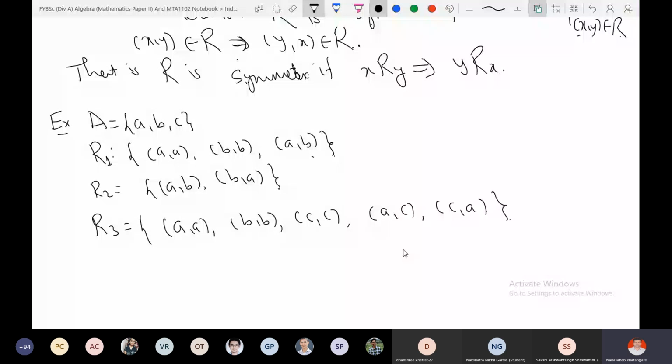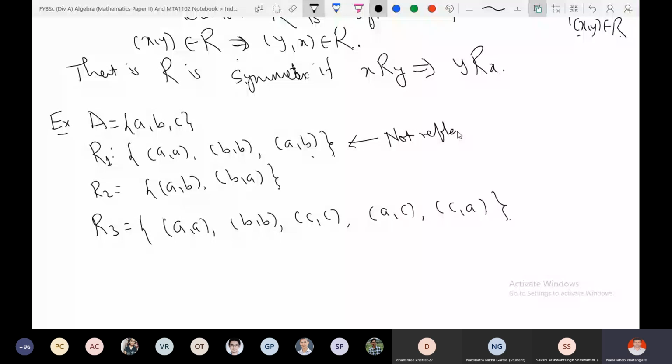So first relation R1, is it reflexive? No, sir. Because for reflexivity, we need to check whether every element is related to itself. A is related to A, B is related to B, but C is not related to C with respect to R1, so not reflexive.